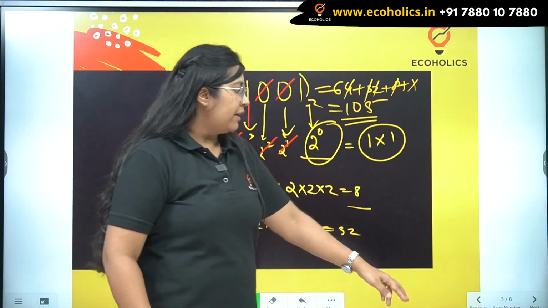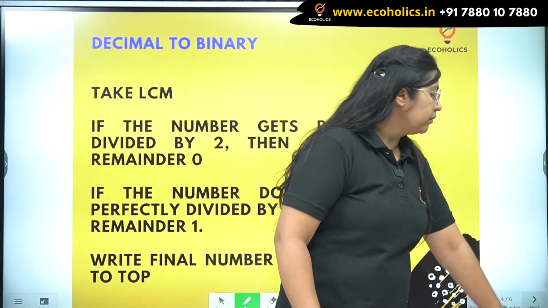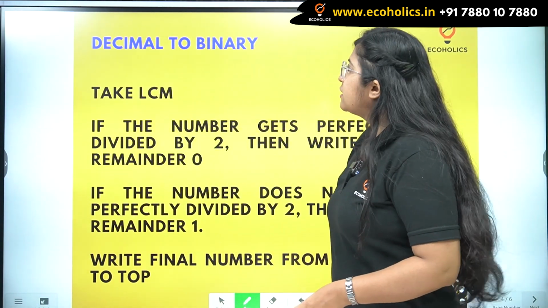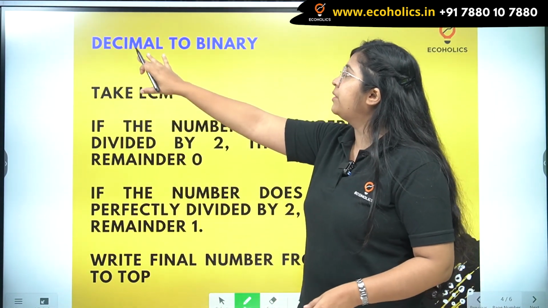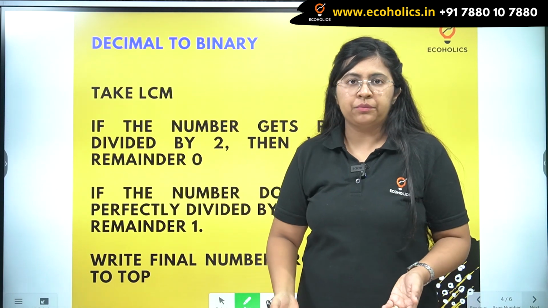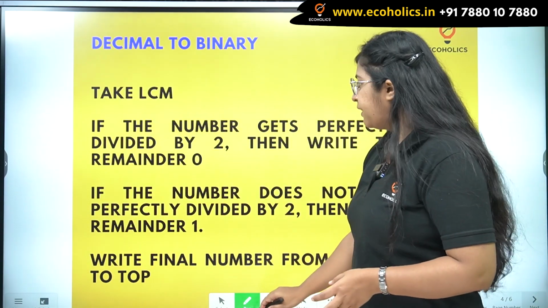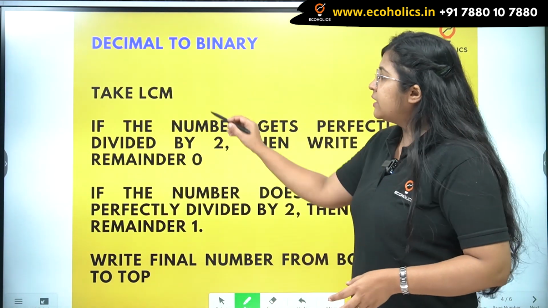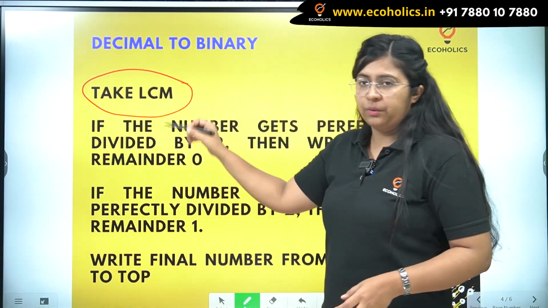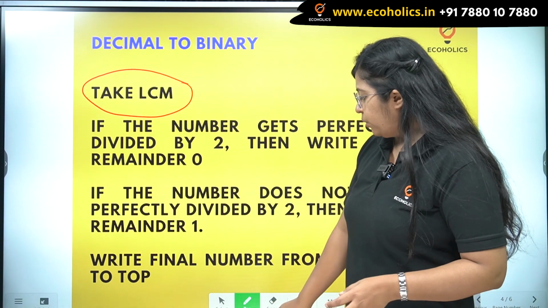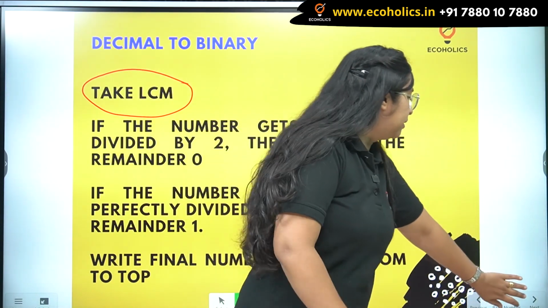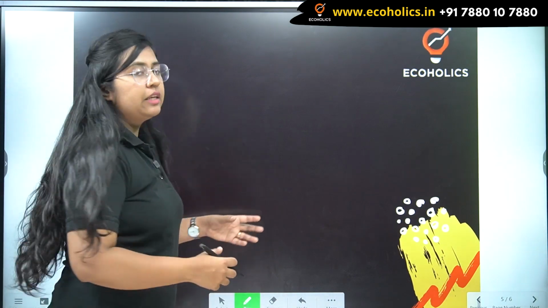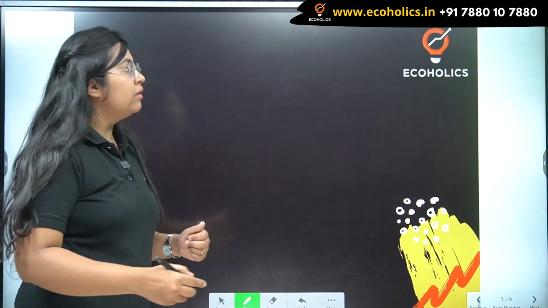The second type of conversion is the reverse conversion. The reverse conversion happens when we talk about decimal to binary. When we convert from decimal to binary number, these are the simple rules that you need to follow. Firstly, you need to take the LCM, okay? Now, let's understand it again with an example.